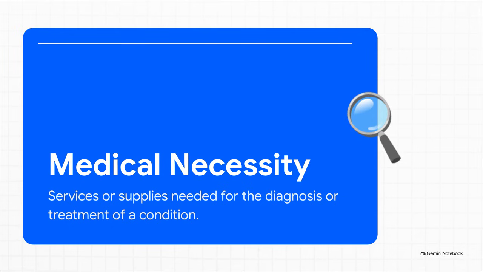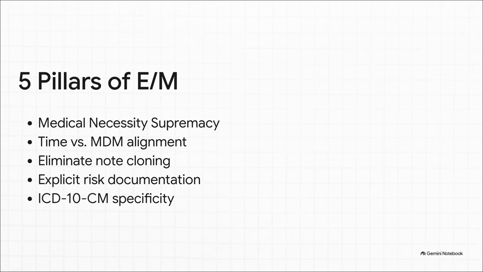You could literally have 3 pages of beautiful templates filled out, but if the patient's diagnosis and the clinical plan do not justify a high-level E&M code, you must downcode for compliance. The documentation intensity has to match the clinical intensity, period. So these 5 non-negotiable pillars form the absolute foundation of your audit survival.